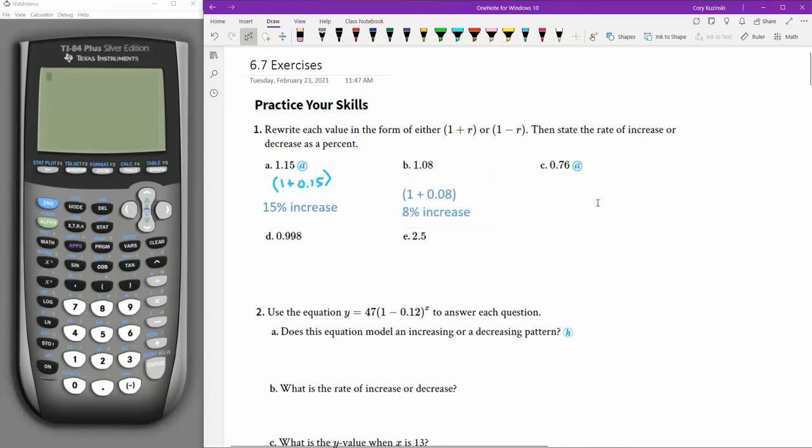And then we get into these here. Where this can be written as 1 minus something. 1 minus what? 0.24. 1 minus 0.24 is 0.76, and that's why it's a 24% decrease. All right, next up. Ooh, really tiny decrease here. 1 minus what? 0.002. So that is a 0.2% decrease, less than 1%.